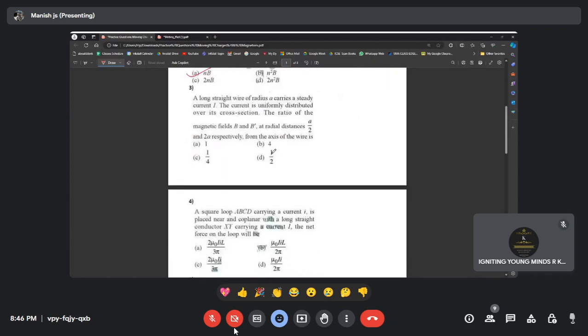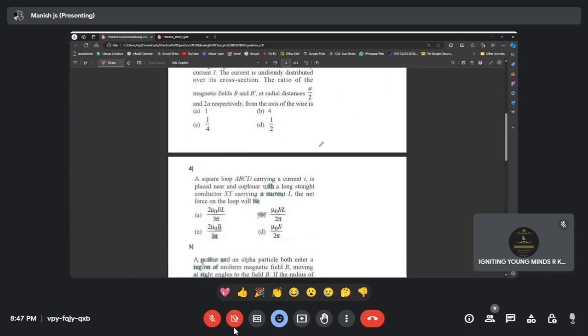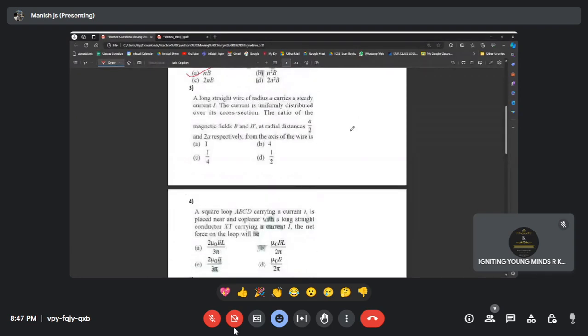Good. Third question. You have a long straight wire of radius A, which is carrying a steady current I. The current is uniformly distributed over its cross section. They are asking what is the ratio of magnetic fields B and B dash at radial distances of A by 2, that is, reduced by half, and the second one, increased twice, from the axis of the wire. What will be the ratio of magnetic fields B and B dash?